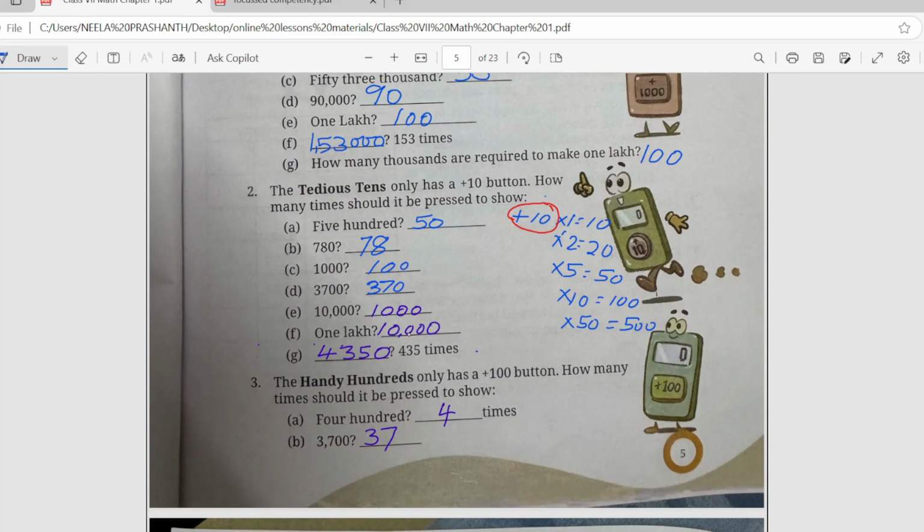4,350. Here you are required to understand multiplication of 10 and multiplication of 1000 with other numbers. So 10 has 1 zero, so all these numbers which are given will have an additional 0 at the end of the number.